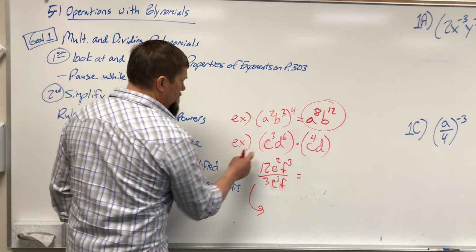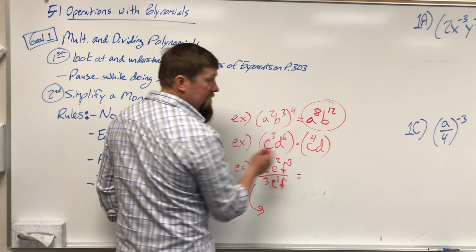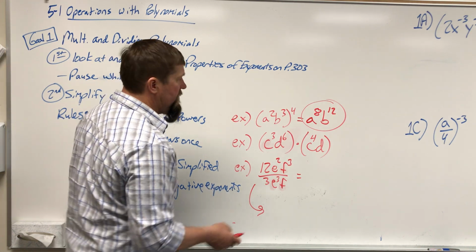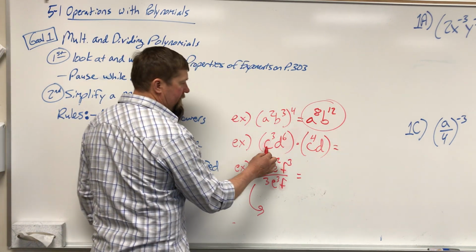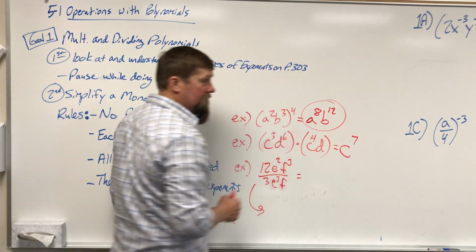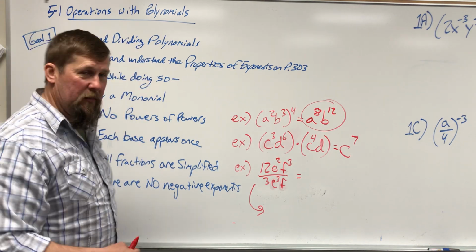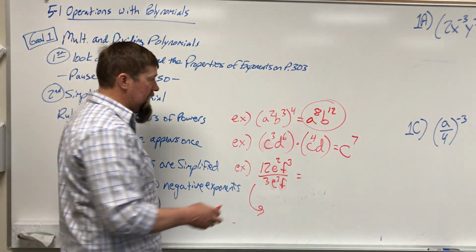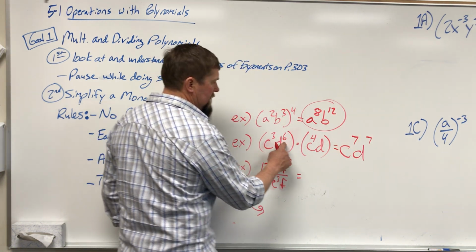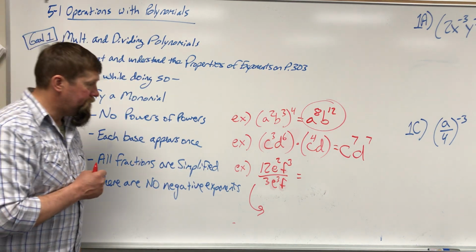Okay, when you're multiplying, each base appears once. Well, I've got 2 c's here, and I've got 2 d's, so I need to combine those if I can. And so I have c cubed times c to the 4th, so that is c to the 7th. When you're multiplying bases, you add exponents. Again, that was up in the properties of exponents. Hopefully you looked at that. d is also to the 7th because you have 6 d's here and 1 d there. When you multiply them, you have 7 of them.